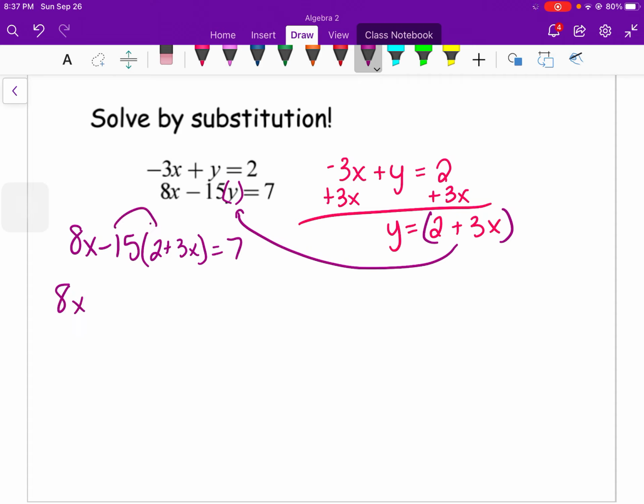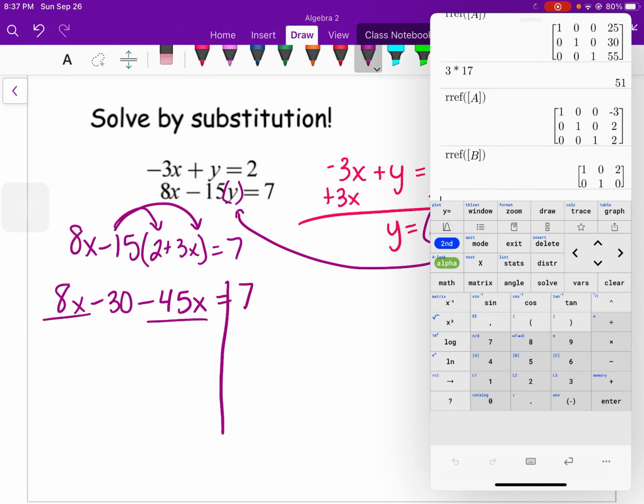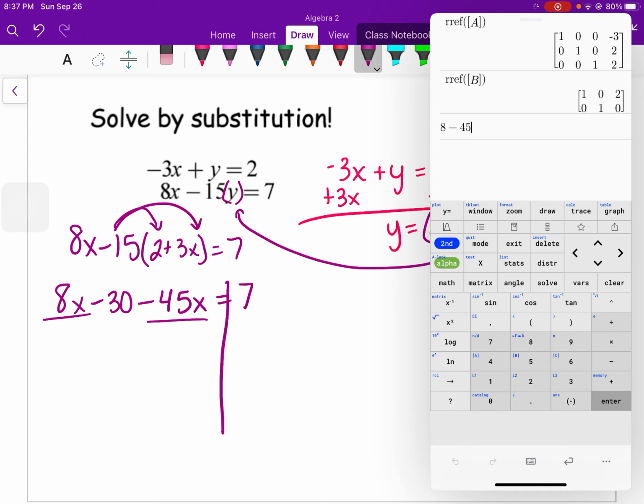Then you will need to distribute this -15. So -15 times 2 is -30. Then -15 times 3x is -45x equals 7. Solve. These are on the same side of the equal sign, so we're going to take 8 minus 45 to combine like terms. It's going to be -37x, and we still have a -30 equals 7. It's going to work out nicely, even though it seems like weird numbers right now. We add 30 to both sides.